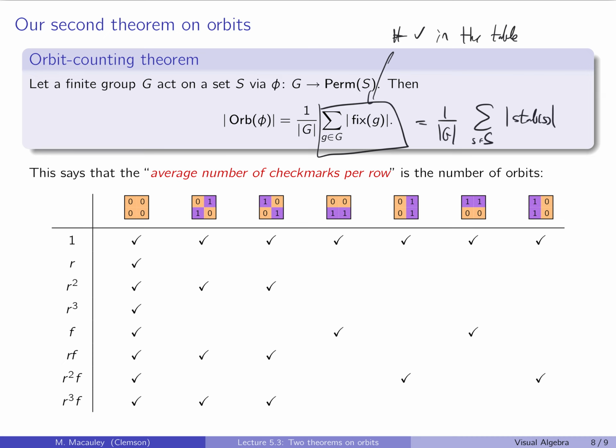And then this thing here is just begging for us to use the orbit stabilizer theorem. That's just the size of G divided by the size of the orbit of s. So remember, the size of G equals the size of the orbit times the size of the stabilizer. So we're going to plug this thing in, and then we're going to go from there.